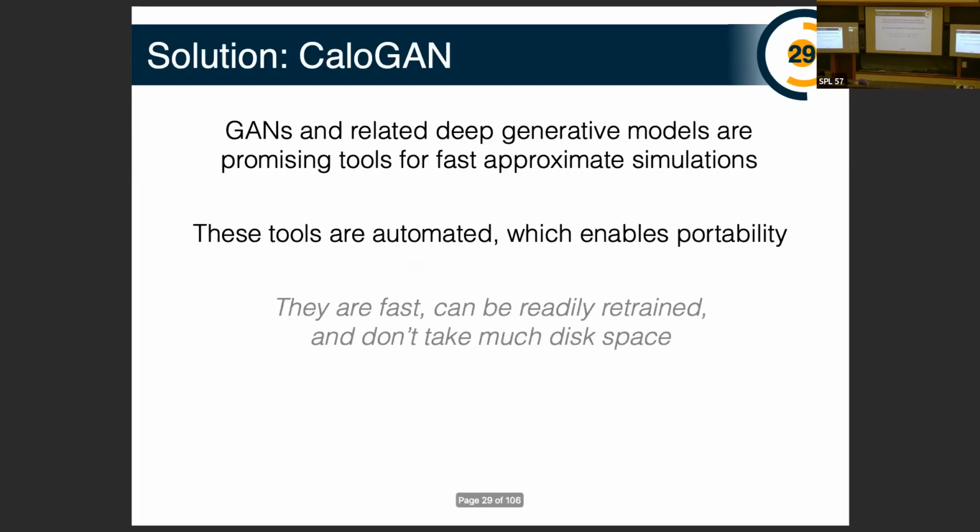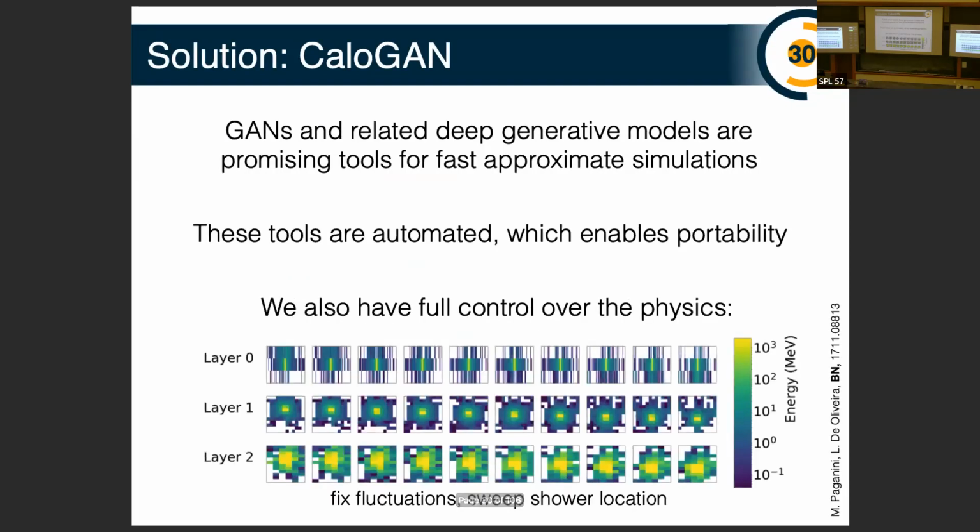And the tools are automated, which enables portability for two reasons. One, if I change my simulation, I can just retrain and I get a new updated simulation. And the other thing is that if I want to generate more examples, all I need to know are the weights of my neural network, which could be a megabyte or something. And I can then from that megabyte generate billions or trillions of examples. Okay. And additionally, we can have control over the physical features of our simulation.